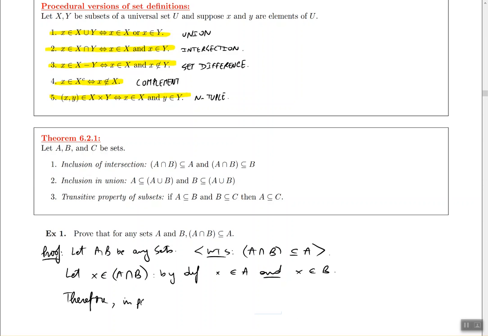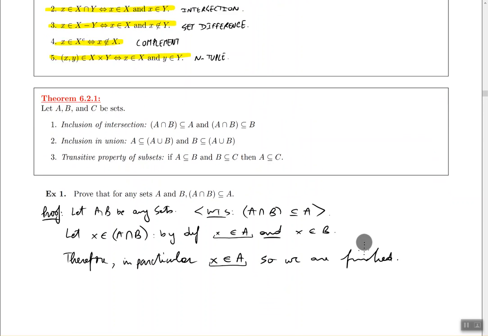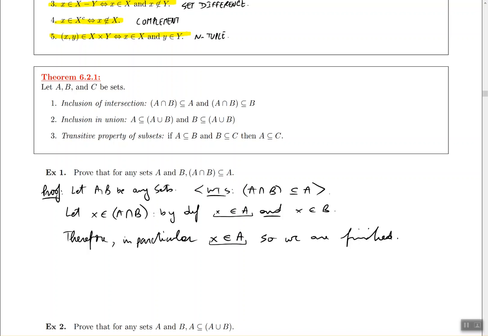in particular, we can focus on the first thing that we wrote, which is that X is an element of A. So we are finished. Why are we finished? Because we had to show that if you're in the intersection, then you are automatically inside of A. And we have done that by showing that X comes from the intersection, and we can convince ourselves that X comes from A in particular. So QED of the first proof.